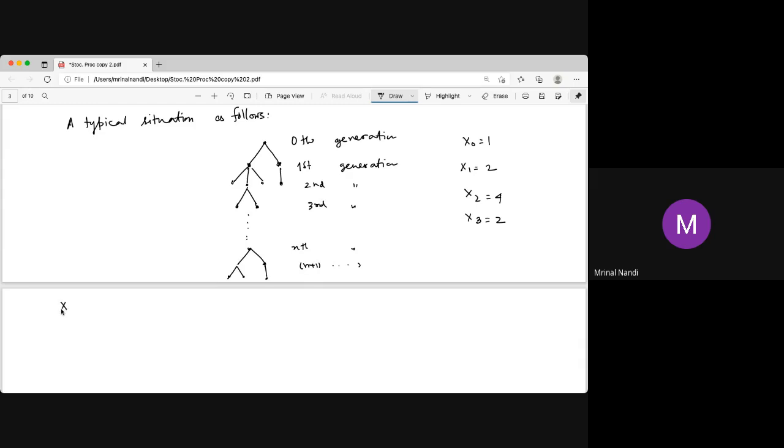Now, what is xn? We define xn, n greater than or equal to 0, to denote the number of particles in the nth generation. So the number of particles in the nth generation is called xn. We denote it xn.